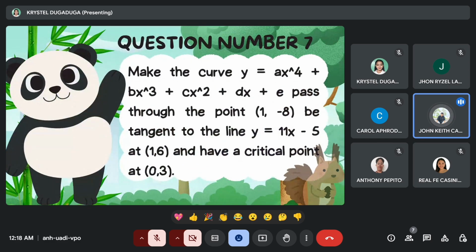So the question number 7 is, make the curve y equal to ax raised to 4 plus bx raised to 3 plus cx raised to 2 plus dx plus e, a, pass through the point 1, negative 8, and b, tangent to the line y equal to 11x minus 5 at point 1, 6, and have a critical point at 0, 3.